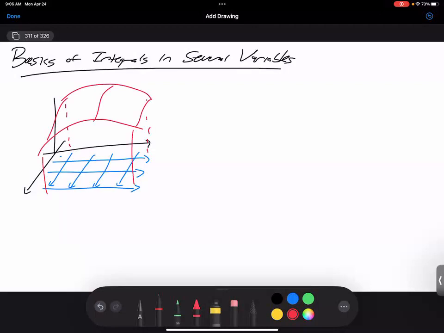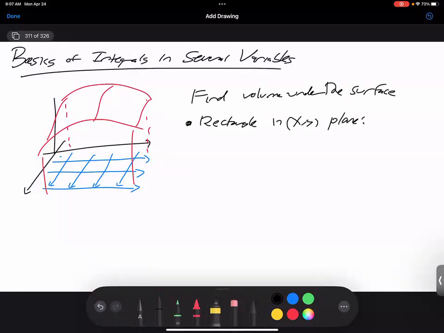In 1 dimension, I found the area under the curve. Here, I'm going to find the volume under the surface. So we start with a rectangle in the xy plane: maybe A less than or equal to x less than or equal to B, C less than or equal to y less than or equal to D, all finite. And so we're going to just do finite integrals, finite regions.